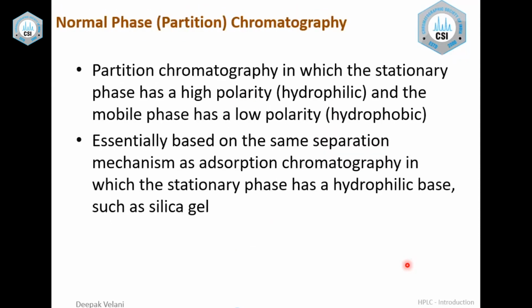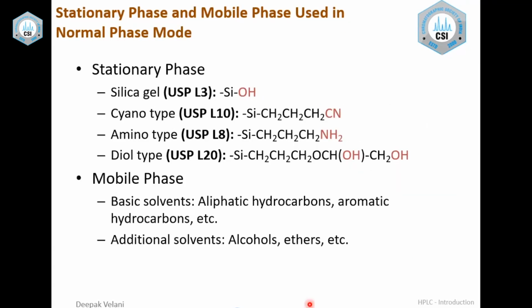So here we are doing partition chromatography with a hydrophilic stationary phase and comparatively non-polar solvents. The columns we use are silica columns, USP L3, cyano columns L10, amino columns L8, or diol columns L20. These are considered suitable columns for normal phase chromatography.